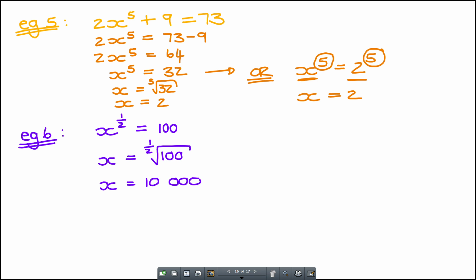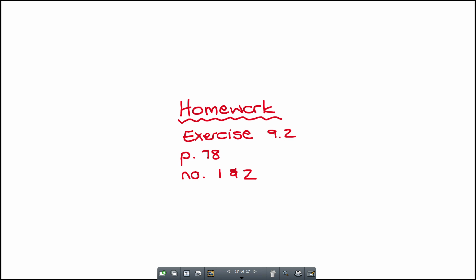You guys good? Okay, so homework. Exercise 9.2. You only have to do number 1 and 2. At number 1, your exponent is the unknown. And then at number 2, your base is the unknown. Okay, that is it.